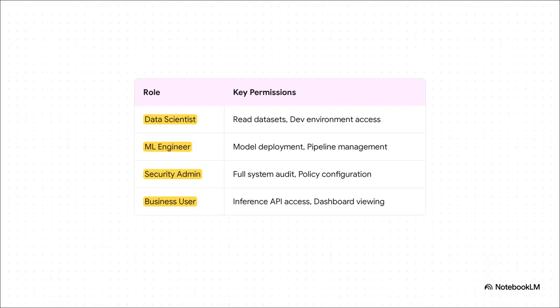And this table here shows you exactly what that looks like in the real world. A data scientist, they can read data and work in the dev environment, but they can't push a model to production. That's the ML engineer's job. A security admin can see and audit everything, but maybe they can't actually change the model code. And your business user, they get to see the results and look at dashboards. And that's it. Every role is specific, and every role is limited.